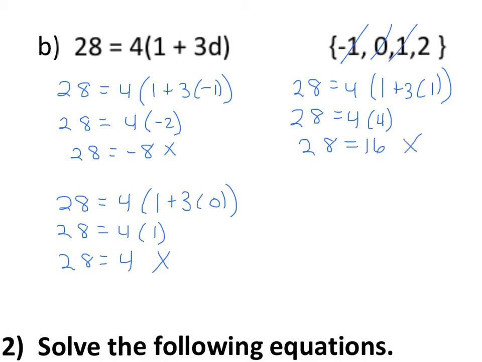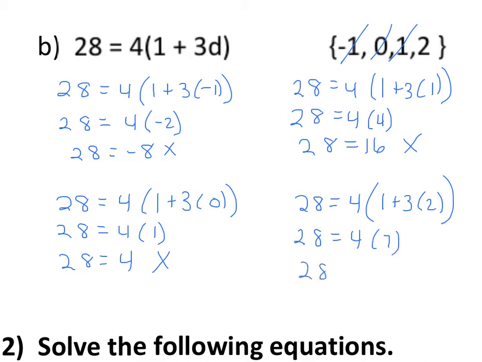All right, and let's try 2. So 28 equals 4 times the quantity 1 plus 3 times 2. Okay, again, do the math here. So I've got 3 times 2 is 6, plus 1 is 7. Well, that's looking pretty good. So 28 equals 4 times 7. So 28 equals 28. Yay, it works.